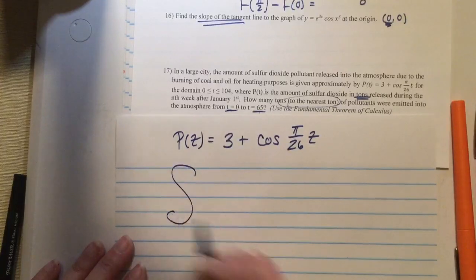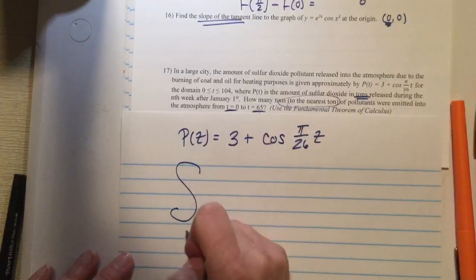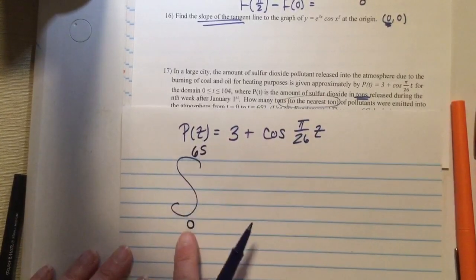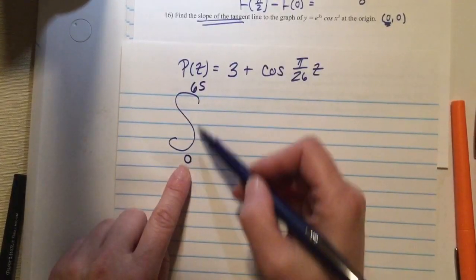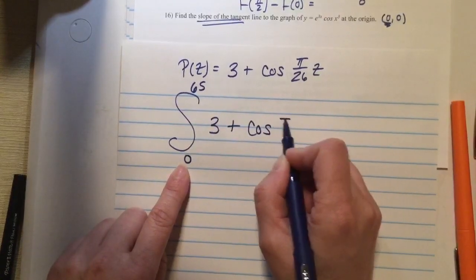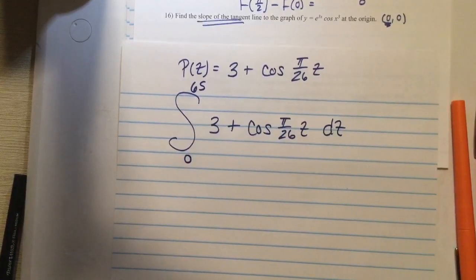It says use the fundamental theorem of calculus. Well, the fundamental theorem of calculus is a definite integral. It starts at the lowest number, it ends at the highest number. So I would set it up, because it's the fundamental theorem of calculus, I know it's an antiderivative. Where does it start? Where does it end? So the integral from 0 to 65 of 3 plus cosine of pi over 26t dt. So that would be your original setup.